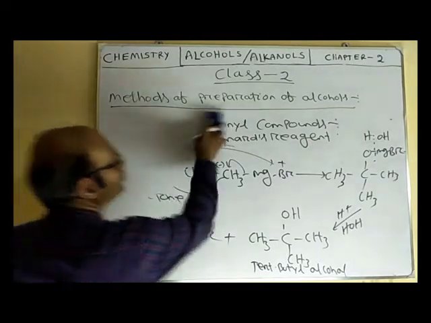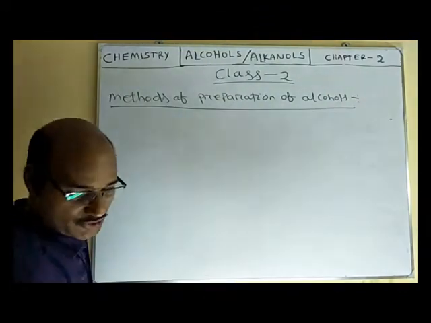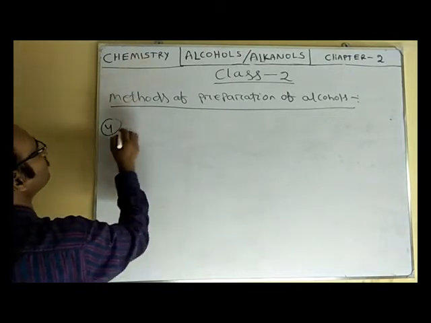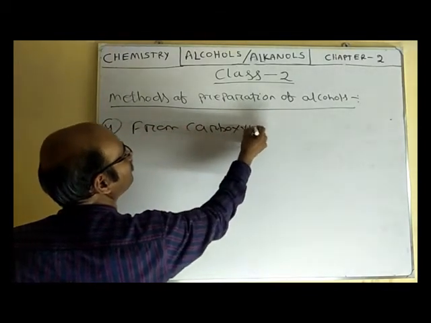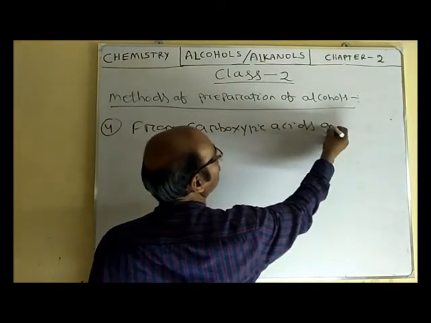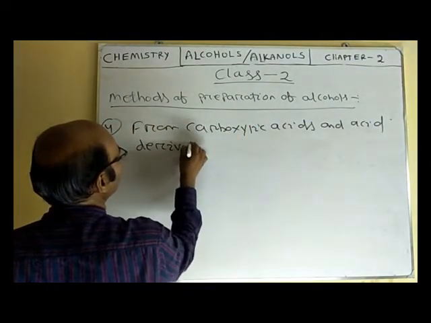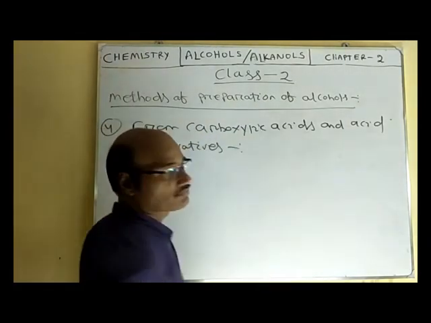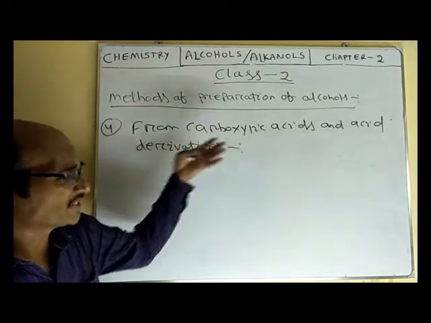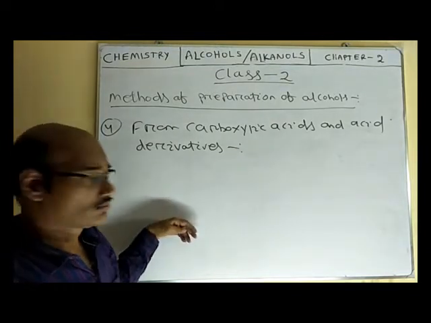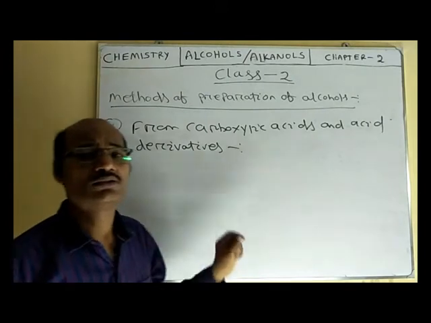So, next we will discuss how we can prepare alcohol from carboxylic acids and acid derivatives. From carboxylic acid and different acid derivatives like acid chlorides, esters also, we can prepare alcohol by reduction simply by using lithium aluminum hydride.